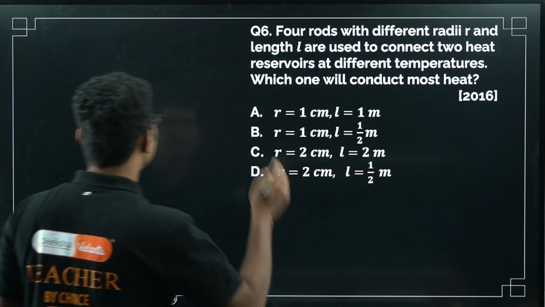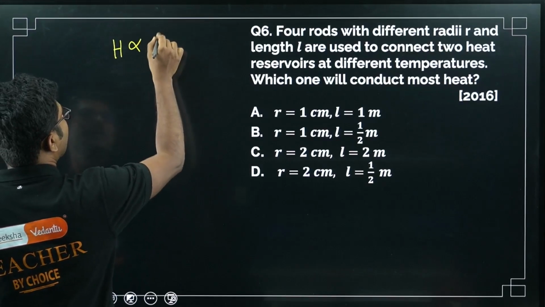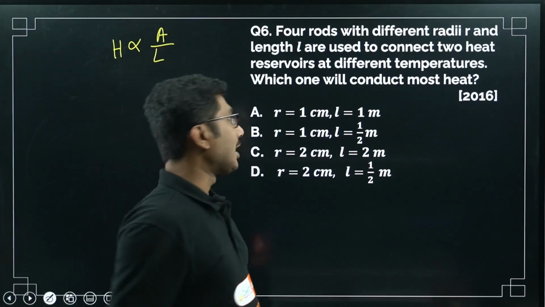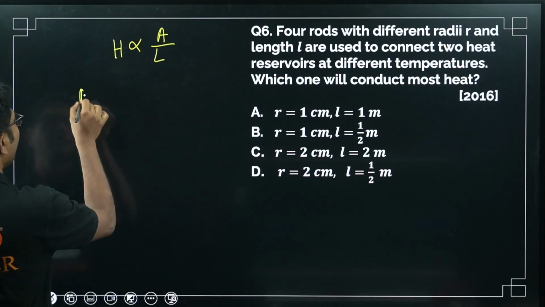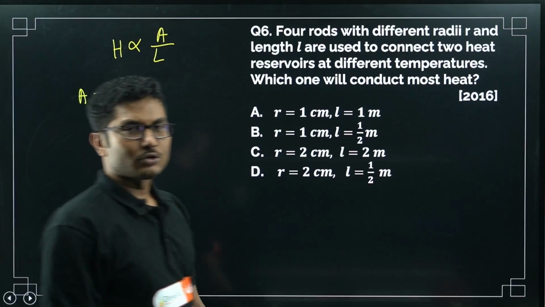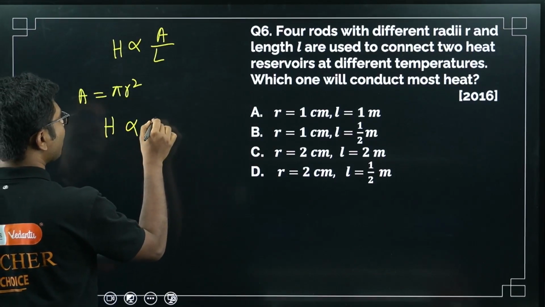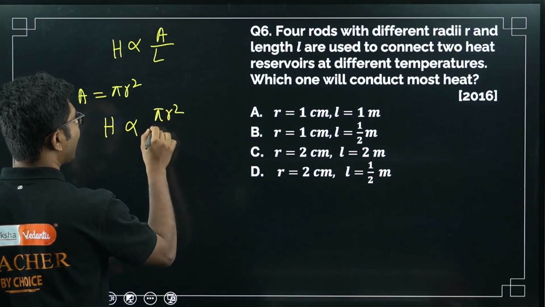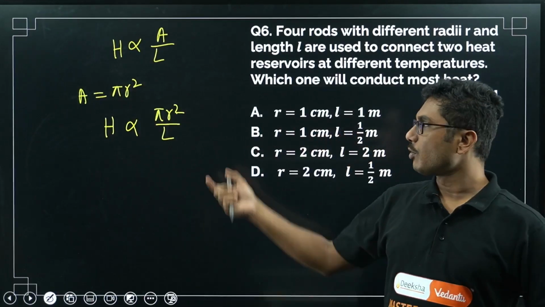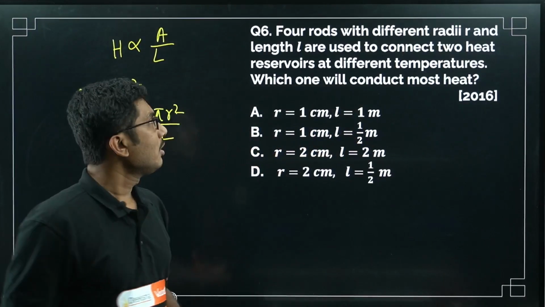So we know that I told you there was a question that conduction of heat is proportional to area and inversely proportional to the length. Now area is basically for a rod is pi r square, right? So what is the relation? So heat transferred will be pi r square by L. So higher the radius and smaller the L, the heat transfer will be more, right?